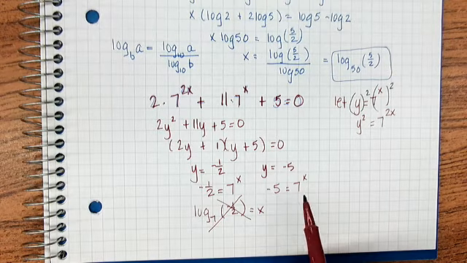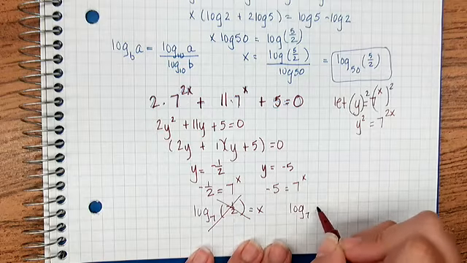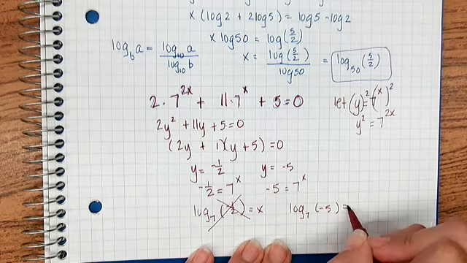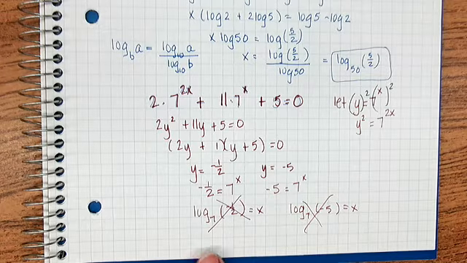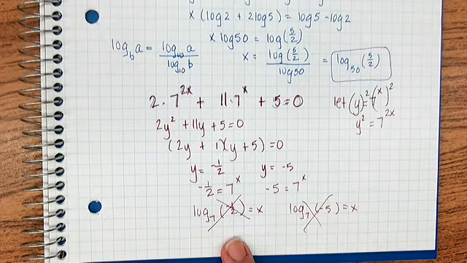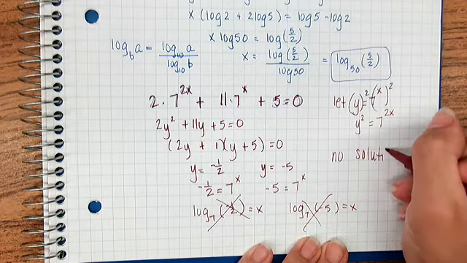So if you can't tell by looking at it, rewrite it in log form. The log base 7 of -5. Nope. It's outside of the domain. Domain for a log is that it has to be greater than 0. So this is no solution.